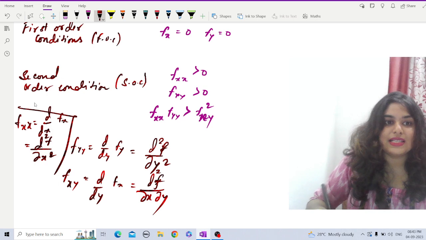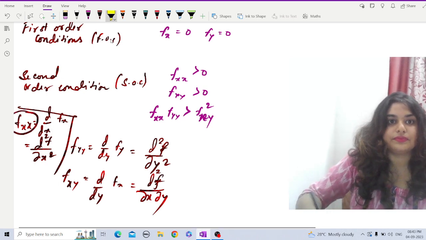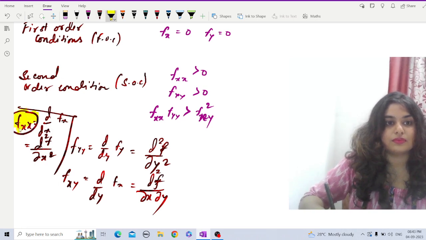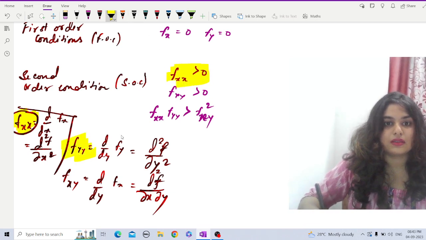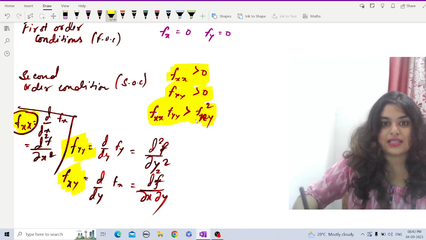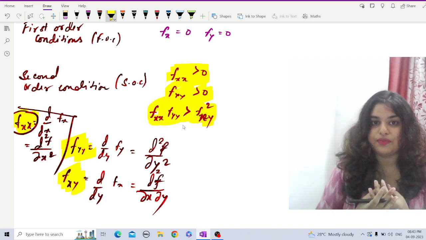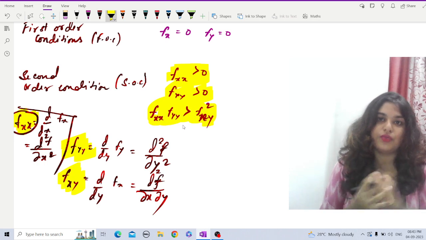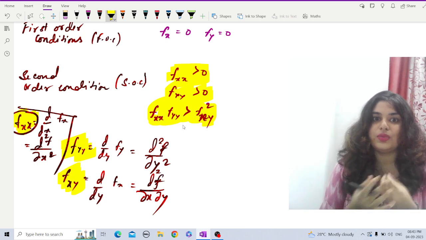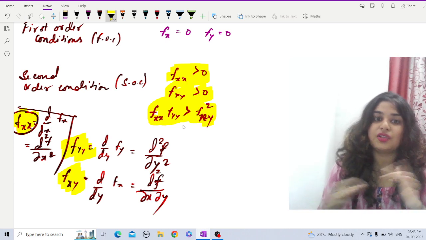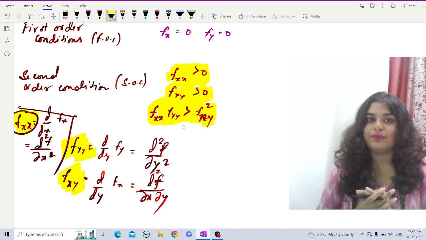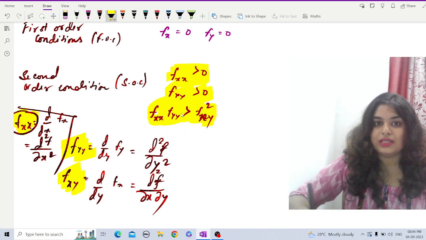Okay, so these are the symbols used: fxx, fyy, and fxy. In this case, when we have several variable functions, specifically a two variable function, we check the second order condition. We have three things to check, that is fxx, fyy, and the combination of these two. Okay, so for minimization we have all these signs greater than.